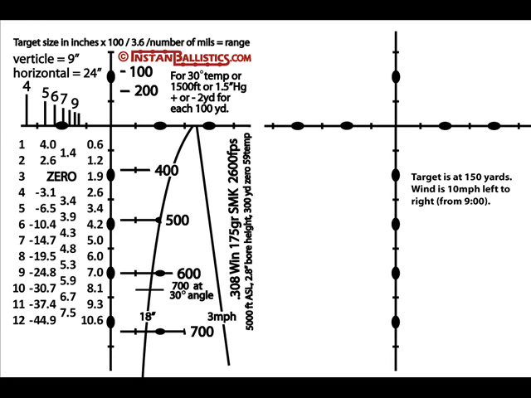Now the target is at 150 yards, and once again we have a 10-mile-an-hour wind, and it's traveling from left to right. And that is where you would need to aim. Notice it's still a 10-mile-an-hour wind, but you don't have to hold very far away from your reticle.